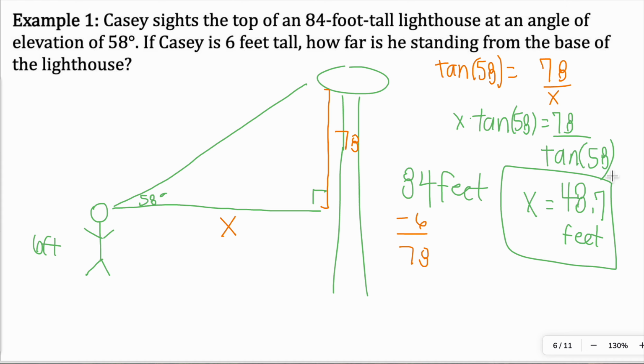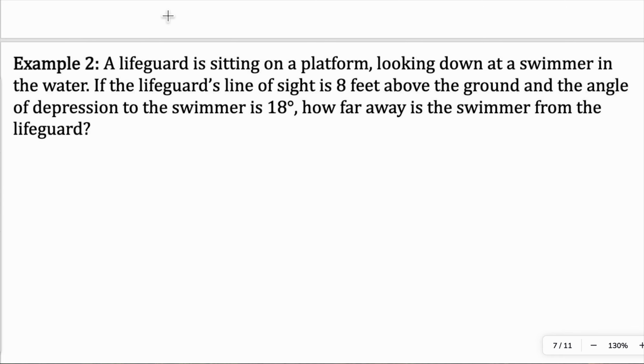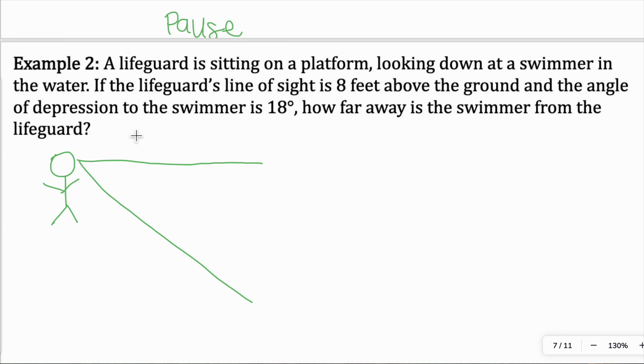Okay, so example 2, that one's going to be more of an angle of depression. If you want to pause the video and try this one on your own first, you can. Otherwise, let's go ahead and get into it and try it. It says the lifeguard is sitting on a platform looking down at a swimmer. So here's my lifeguard. I've got my horizontal line of sight, but then I'm looking down at a swimmer. And it says the lifeguard's line of sight is 8 feet above the ground. So 8 feet. Here's my swimmer.